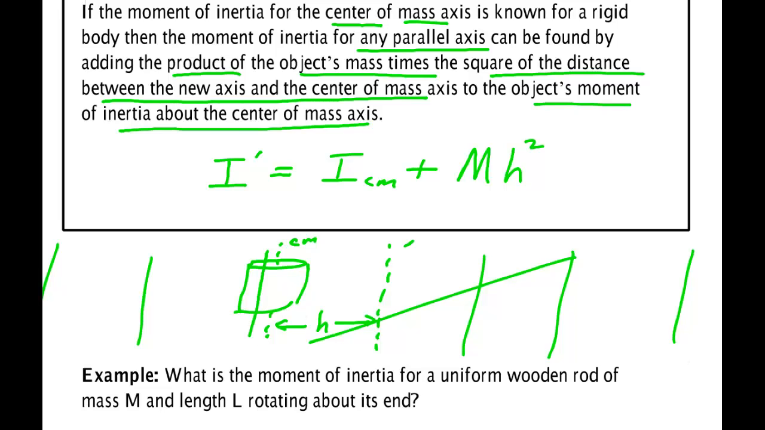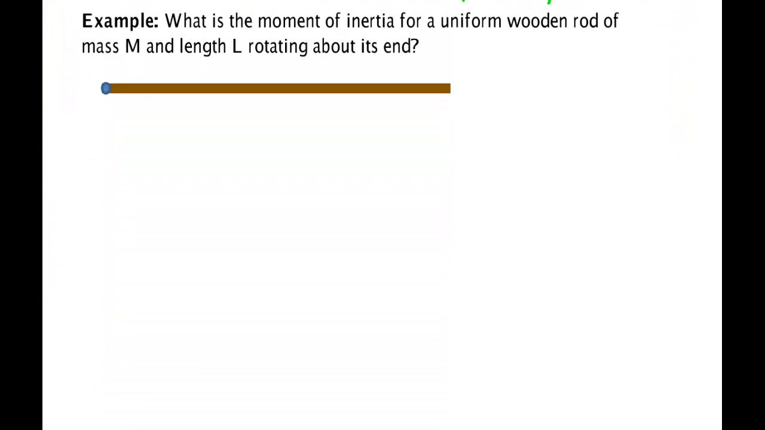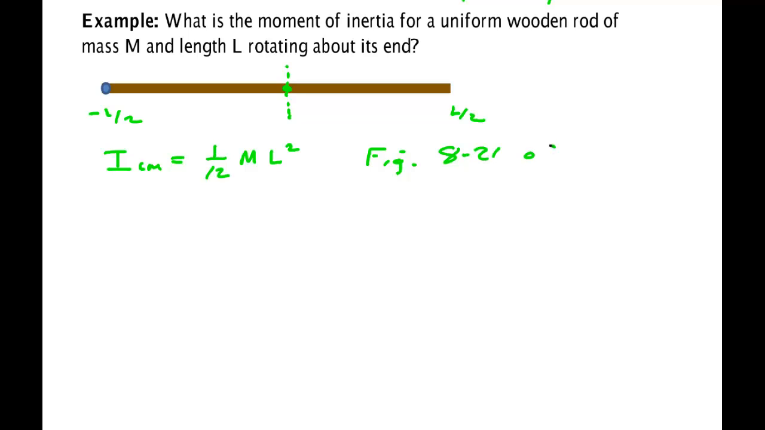Now let me show you an example of something that you've already got in your table so you can compare. We know if we had a rod and its length was L, that if you were to do it right here in the center, so this is minus L over 2, and this would be, say, L over 2. If you were to do it right about there, the moment of inertia rotating about the center is 1/12 mL squared. That's in figure 8-21 of Giancoli.